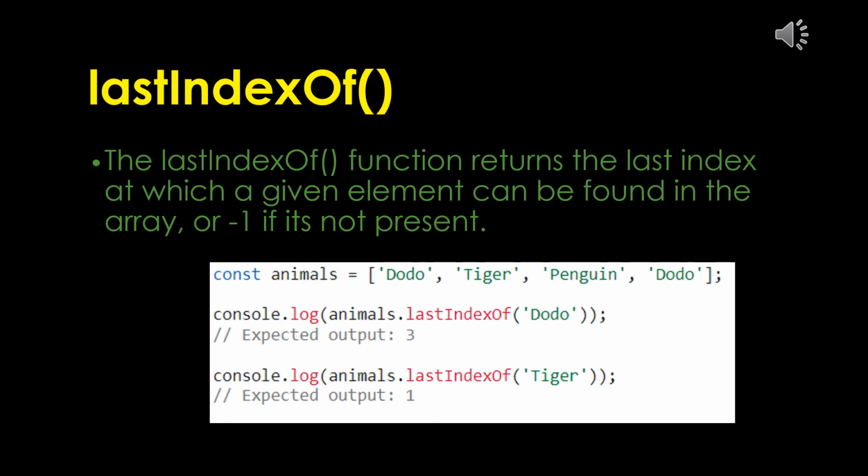Last index. lastIndexOf is similar to the indexOf function, but it searches from the last index. It will be very useful in array manipulations. It will return the same -1 if the element is not present. For example, the animals array contains dodo, tiger, penguin, and dodo. When we find the last index of dodo, it will return 3. If we search again with a starting position, it will return the first position.